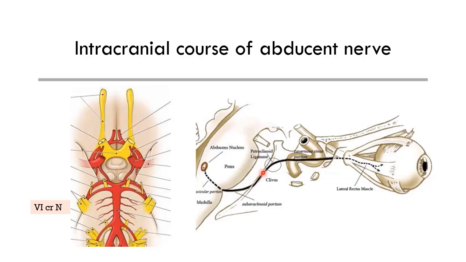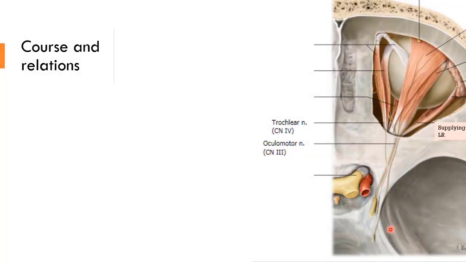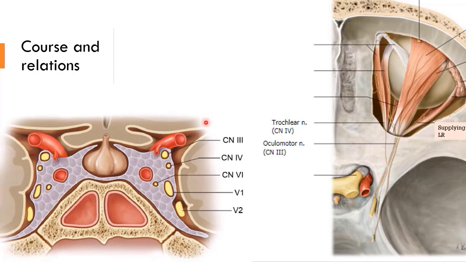Once it reaches the upper border of the petrous temporal bone, it again turns sharply forward into cavernous sinus. It's related to internal carotid artery in cavernous sinus. Here we can see abducent nerve taking entry into cavernous sinus. The relations of abducent nerve inside the cavernous sinus can be observed here. This is abducent nerve, just related inferolateral to internal carotid artery.